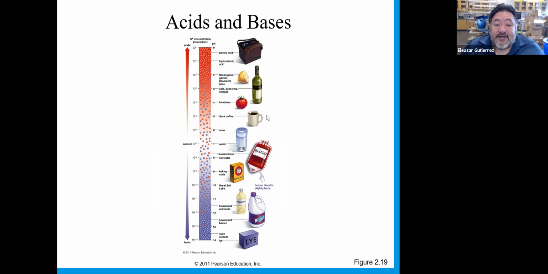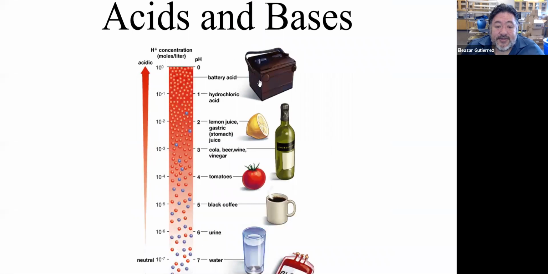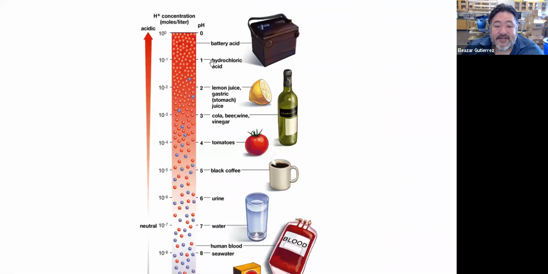So battery acid, like sulfuric acid, is less than 1. So it's very, very acidic. Hydrochloric acid, where would you find hydrochloric acid? In your stomach. Your stomach uses hydrochloric acid. So your stomach has a pH of 1.